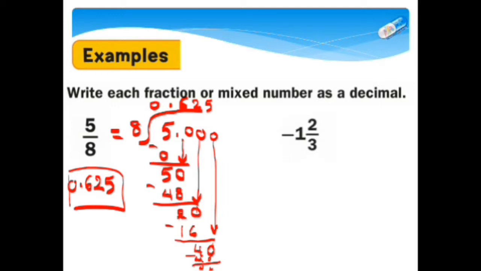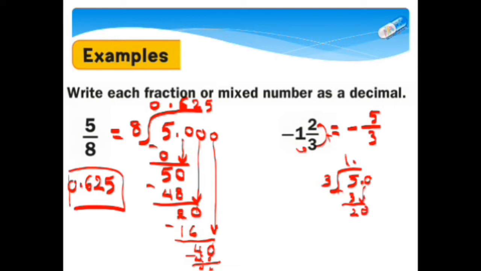Another example, -1 and 2/3. -1 and 2/3 can be written as an improper fraction as negative, 1 times 3 is 3 plus 2, 5/3. So this is the improper fraction. To do this, we divide 5 by 3. 5 divided by 3 equals 1. 1 times 3, 3. Remainder 2. Put a 0 here, decimal, and bring it down.